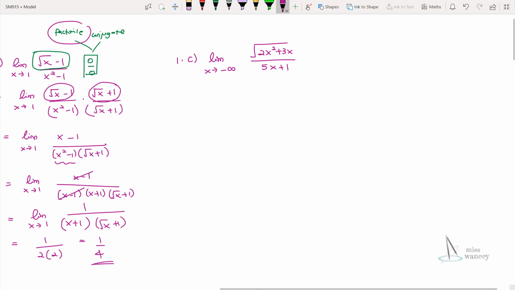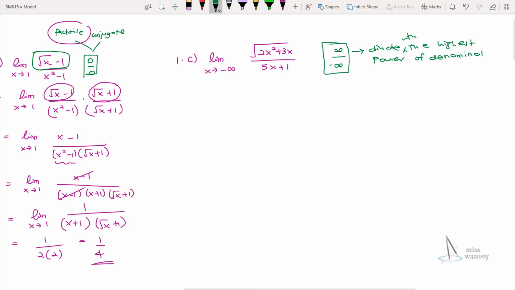Do try to substitute with infinity first. You are going to end up with infinity over infinity. So what happens next? Since we have infinity over infinity, this is an indeterminate form. I know that I need to divide with the highest power of the denominator. The highest power of the denominator is x to the power of 1, so I'm going to divide everything with x.